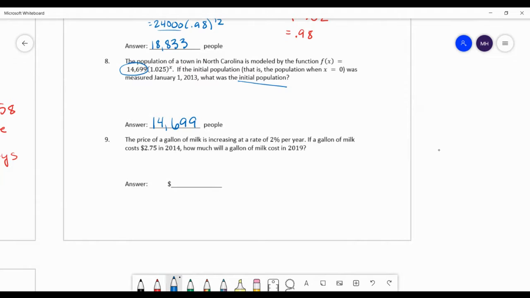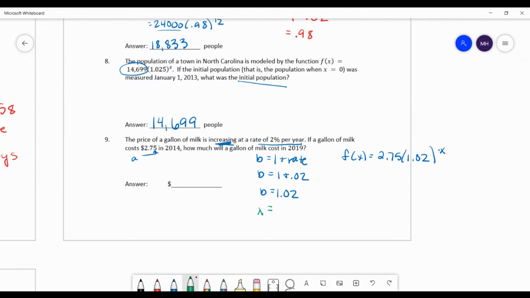Okay. Number 9, the price of a gallon of milk is increasing at a rate of 2% per year. If a gallon of milk costs $2.75, this is our initial cost. How much will the gallon of milk cost in 2019? So here our B value will do 1 plus the rate since we are increasing. So our B value will be 1 plus 0.02, which is 1.02. Our A value is 2.75. So our function will be A times B to the power of X. X represents years.